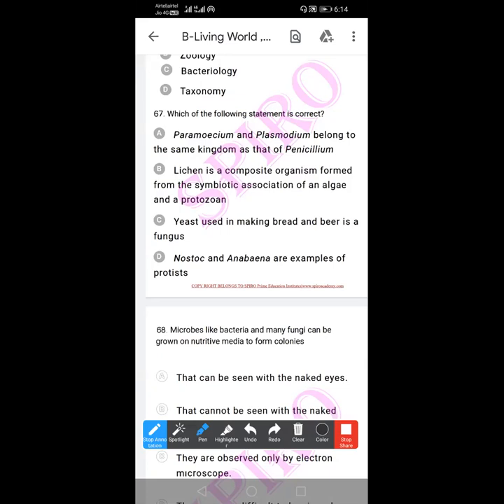So proceeding with the next question, question number 67. Which of the following statements are correct? Paramecium and Plasmodium belong to the same kingdom as that of Penicillium? No, Penicillium is a fungus, kingdom Mycota, whereas Paramecium and Plasmodium belong to Protista. So it is wrong. Lichen is a composite organism formed from the symbiotic association of algae and protozoa? It is wrong. It is the association of algae and fungi. And next, yeast is used in making bread, beer.